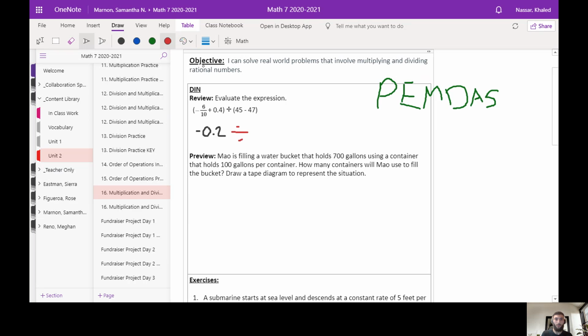Bring our division symbol down, and evaluating 45 minus 47, giving us a -2. Now evaluating -0.2 divided by -2, giving us a negative divided by a negative, which is a positive, and then your total answer is going to be positive 0.1.